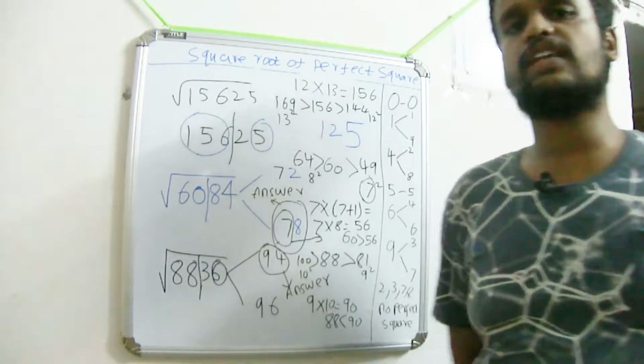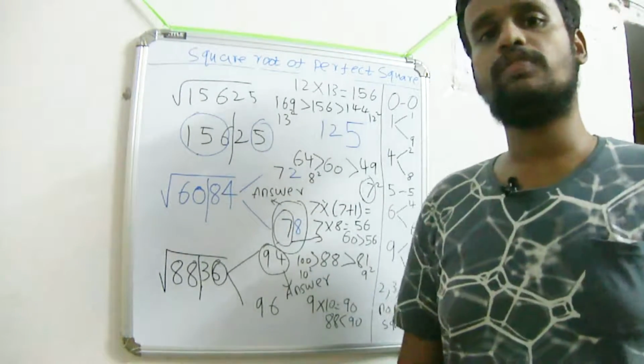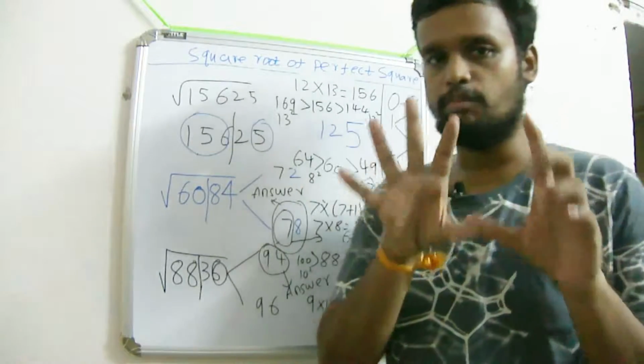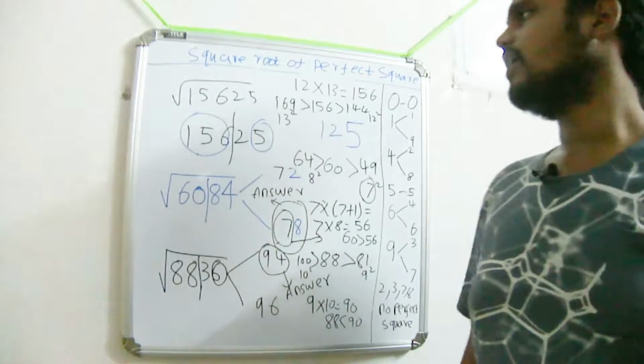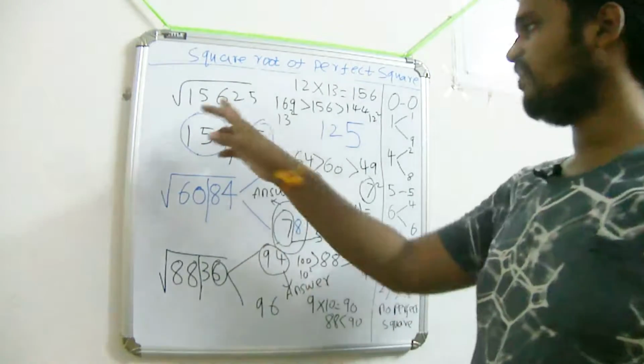Today we're going to discuss the technique of how to find the square root of a perfect square number. The important fact is this method is applicable only for a perfect square number. Okay, for example, let us take a number as 15625.